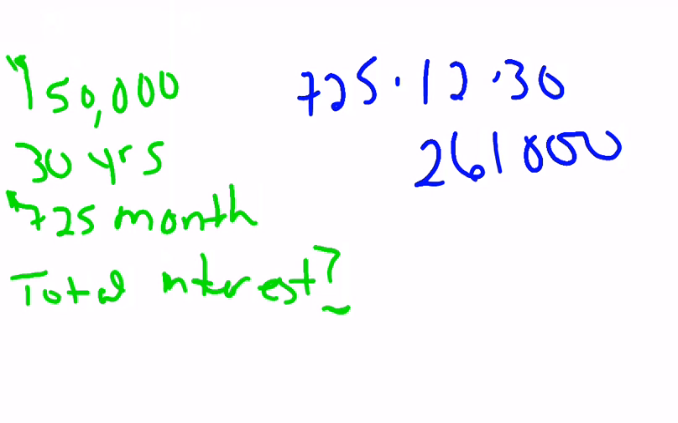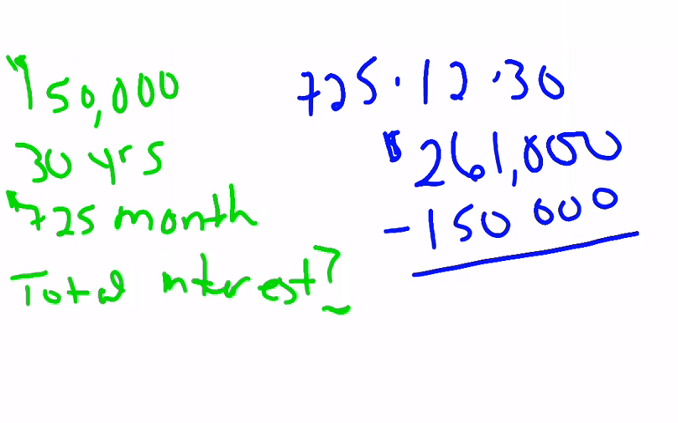$261,000. Now, that's how much we paid, but we want to know total interest. So we have to subtract the $150,000 that was the loan. And so the total interest is $111,000.